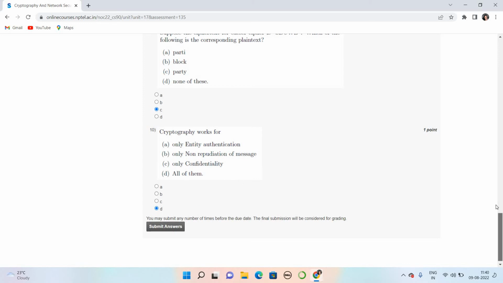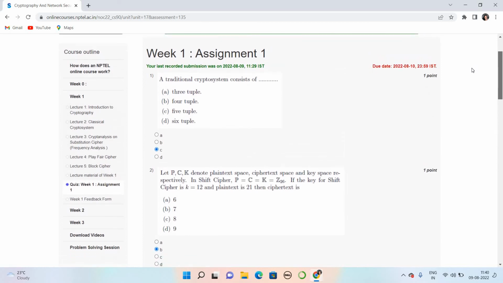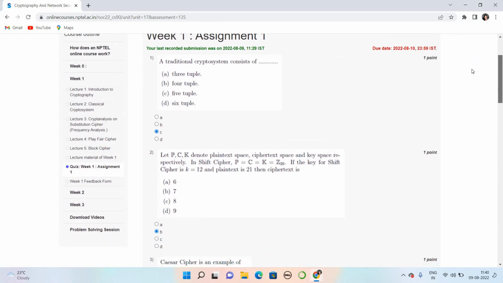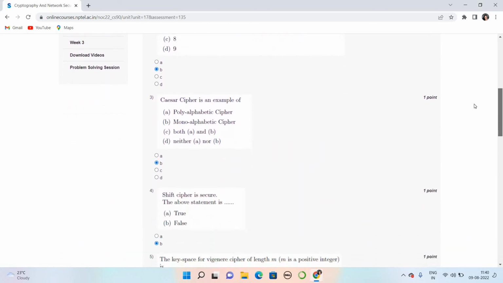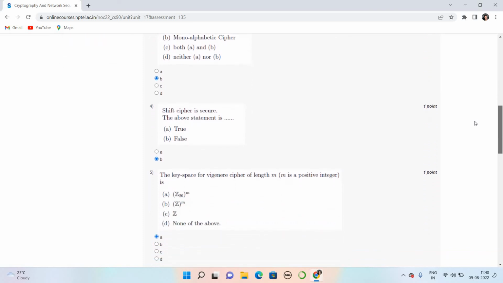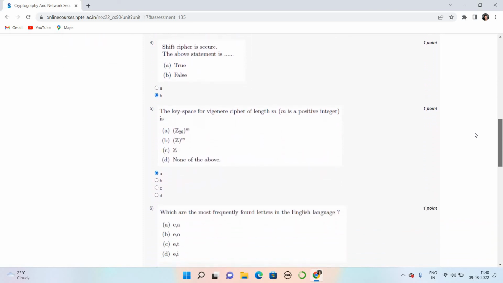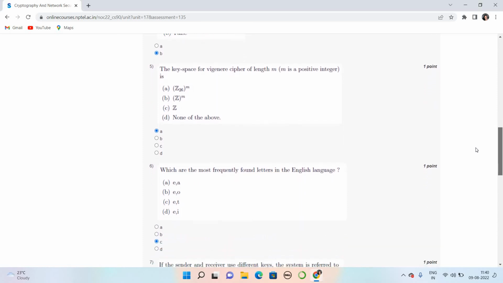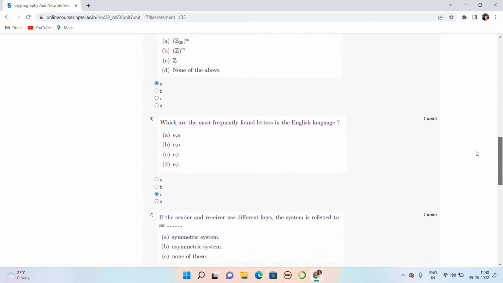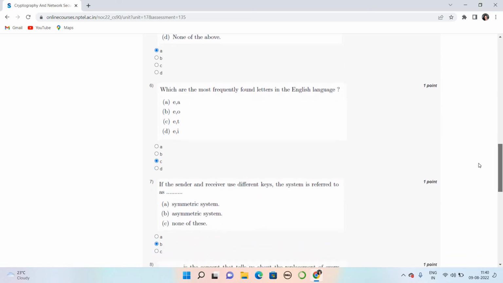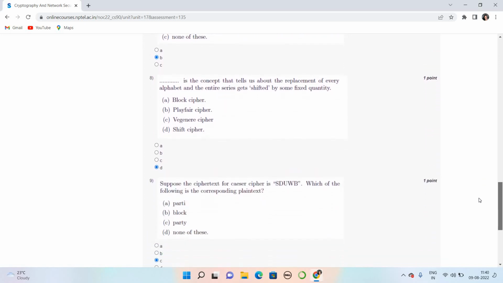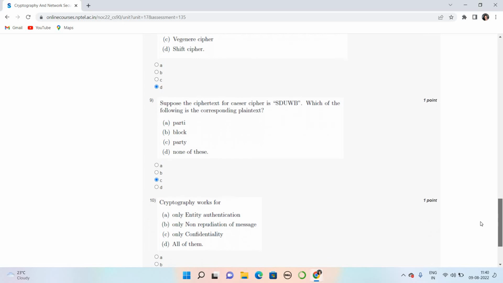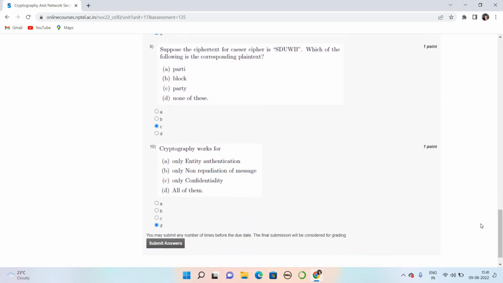Once again we see all the answers from the first question onwards. Question 1 is C, that is 5 tuple, question 2 is B, question 3 is B, and question 4 also B, which is false. Question 5 is A, question 6 is C, that is E comma T are the letters most frequently found in the English language, question 7 is asymmetric system, question 8 is shift cipher, question 9 is C, that is party, and question 10 is all. These are the answers for week 1, and I am going to submit these answers.